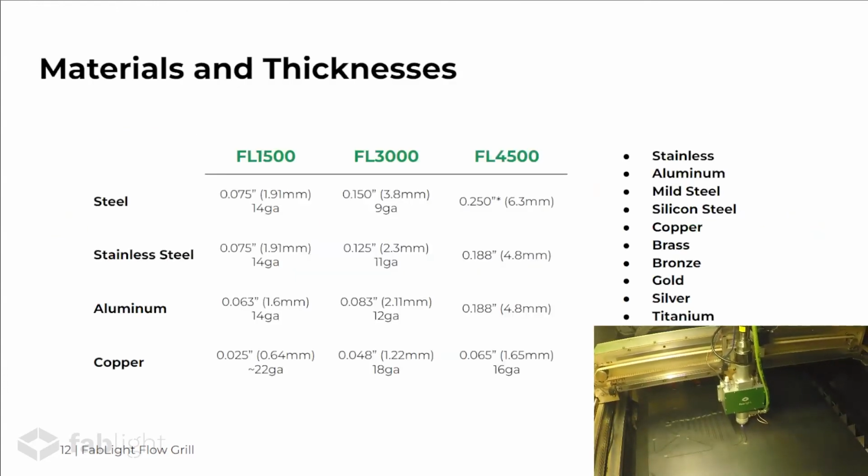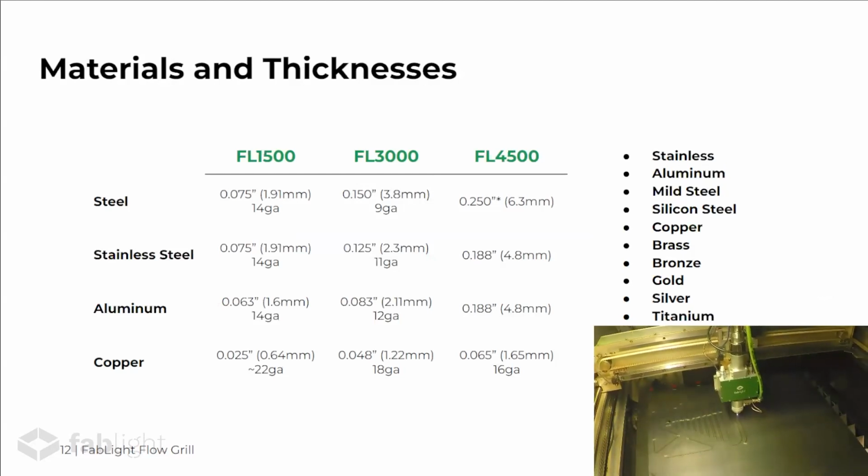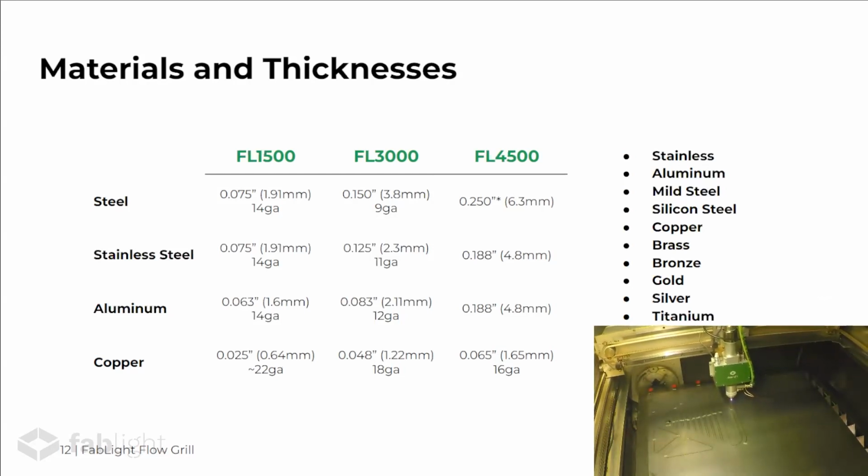So on the right is a list of common materials, precious and exotic, that we've thoroughly tested and cut on our FabLight systems. The main chart in the middle is going to show you some of those more common materials and what thicknesses you can cut up to. The thickness that it can cut is determined by two factors. The power level that you choose, obviously, and our most popular model is that 4,500 watt. All of our customers love that one, or the ones that have it, I should say.